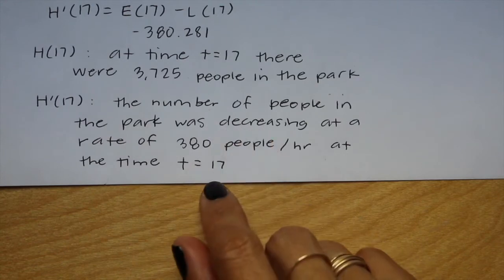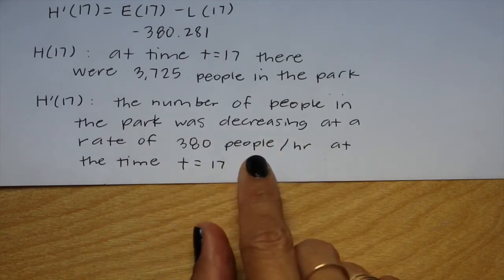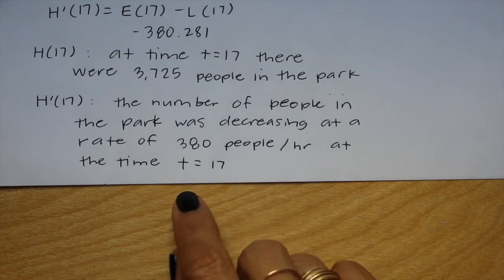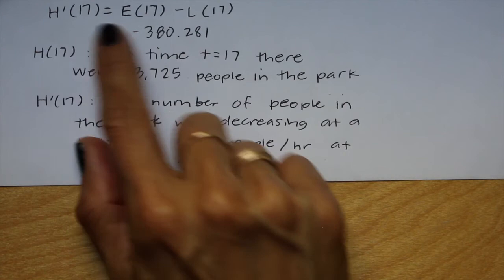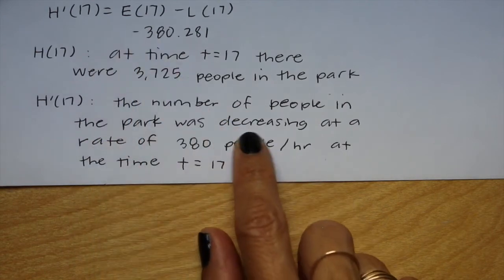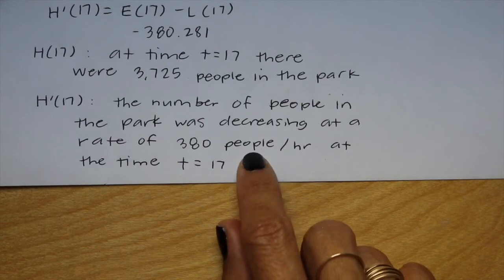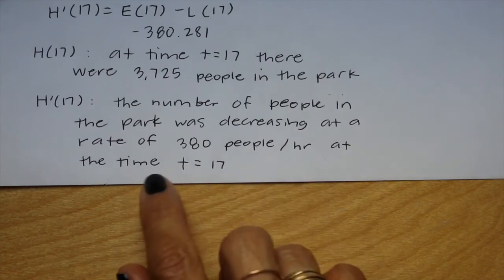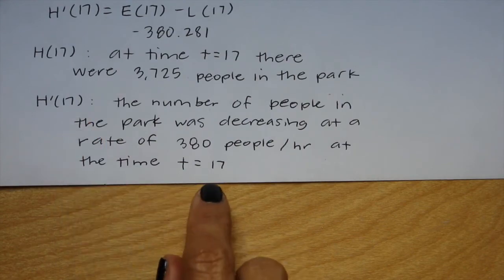For h prime of 17, I wrote it out. The number of people in the park was decreasing at a rate of 380 people per hour at the time when t equals 17. I just wanted to point out that because h prime of 17 was negative, that's why we use the word decreasing. Make sure when you have a rate, you have your units. So this one was specifically people per hour, and then also specify when that occurs. And so this one obviously occurs when t is 17.